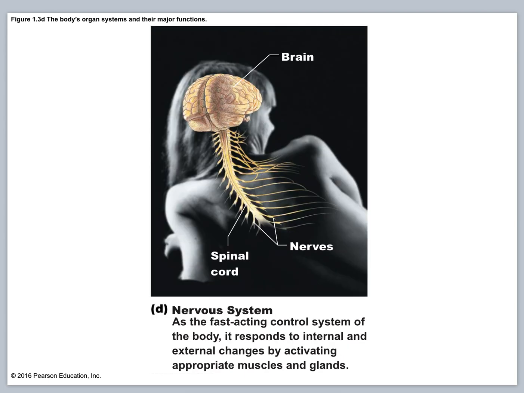The nervous system is a control system of the body. It's fast acting. It responds to internal and external stimuli and activates muscles or glands in response to those stimuli.